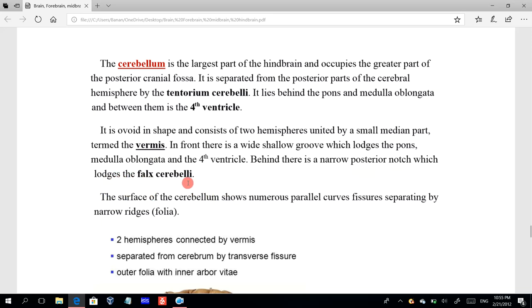The falx cerebelli, which is also one of the membranous extensions of the dura mater, passes between the right and left hemispheres of the cerebellum, forming this notch at the posterior aspect of the cerebellum. The surface of the cerebellum shows numerous parallel curved fissures, separated by narrow ridges, which are called folia.